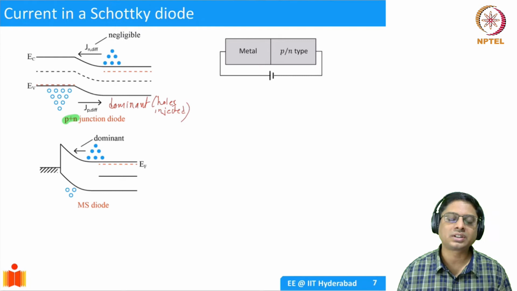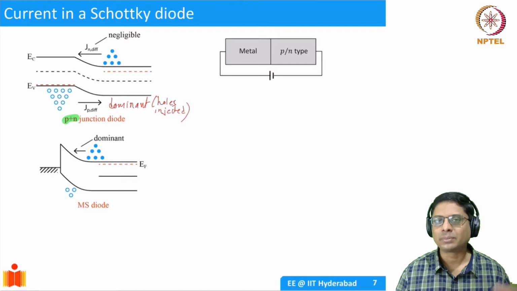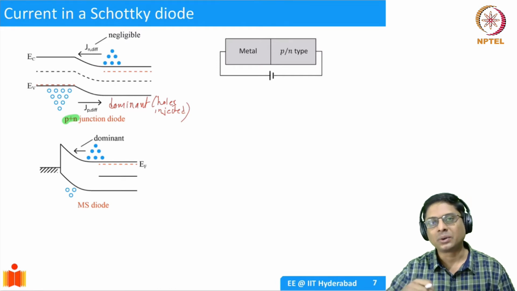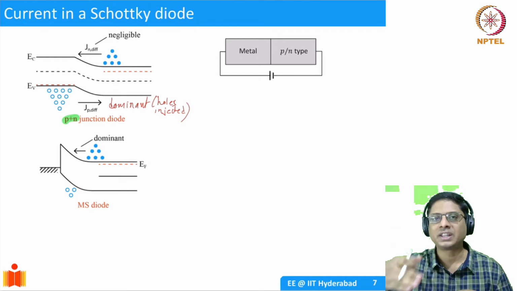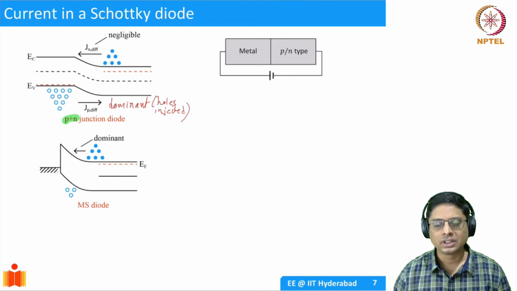So what controls the current in the external circuit? It's the minority carrier injection. Once the minority carriers are injected, they have to recombine with an electron in the N-type semiconductor. Okay, and then only that electron will flow in the external circuit, right? We saw that the minority carrier concentration was decaying exponentially away from the junction. So this minority carrier recombination is going to be the determinant factor for the current in a PN junction.